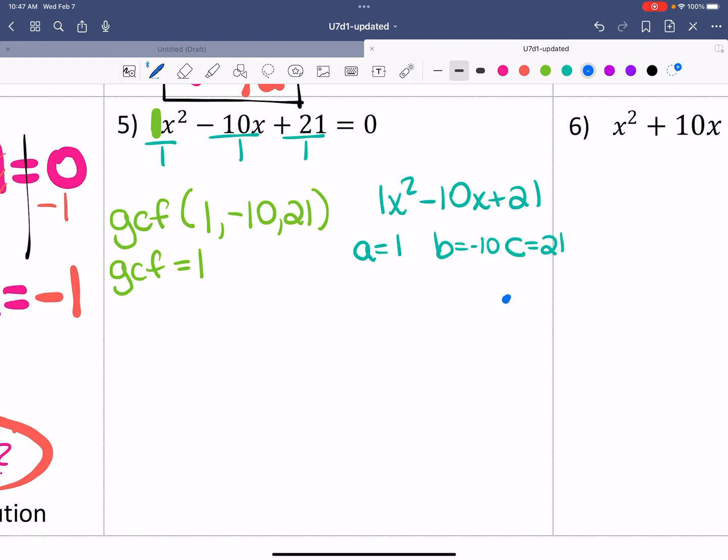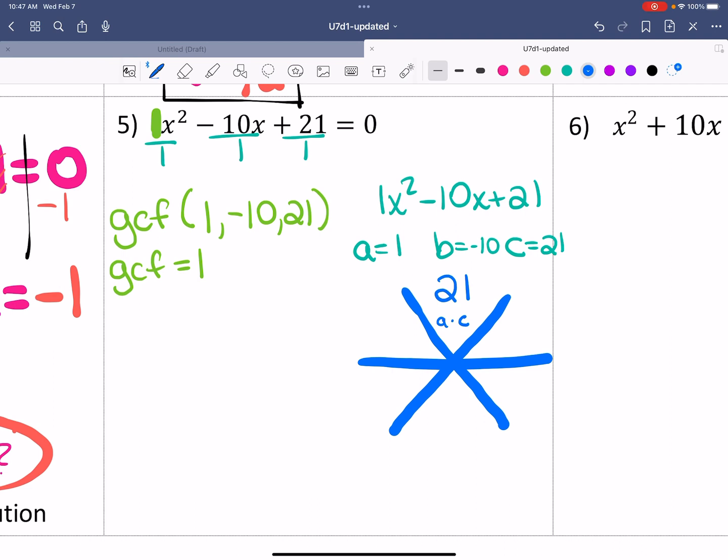Now we can set up our snowflake with our A times C up top. On this one, our A is 1, our C is 21. 1 times 21 is 21. We're going to do our B on bottom. Our B is -10. And then remember, we have our pictures of our axes. So we're going to take the A number 1 and put an X next to it and do the same thing. Our A number is 1, put an X next to it.